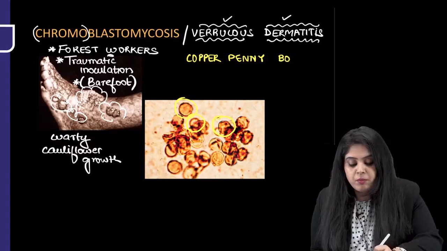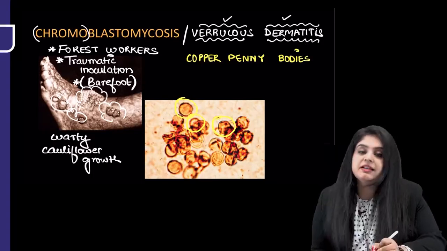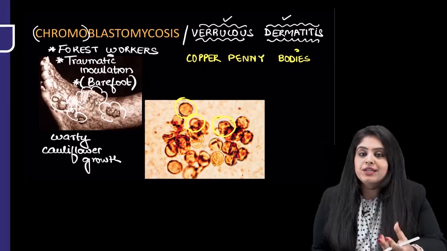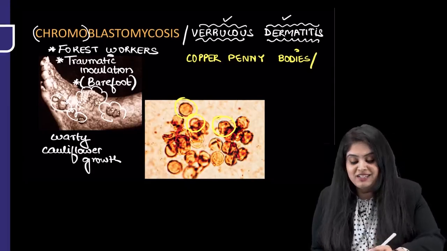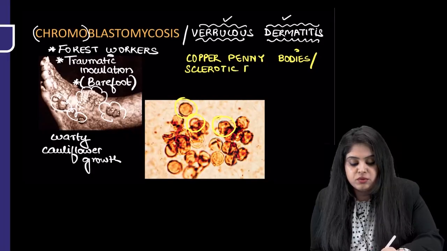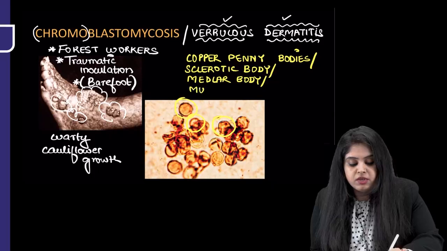So there is something called copper penny bodies, but I don't think the examiner is going to be that easy with you that he'll show you a copper color body and ask whether this is a copper penny body. He will tell you some other names. The other names are said to be sclerotic body. That's the next one that you have to know. Apart from that, we have something called the medullary body or the muriform body. So sclerotic body, medullary body, and muriform body, these are the ones that you need to know over here.